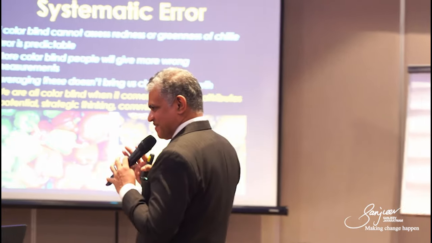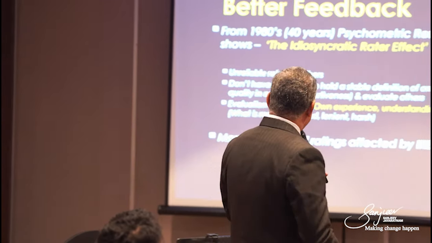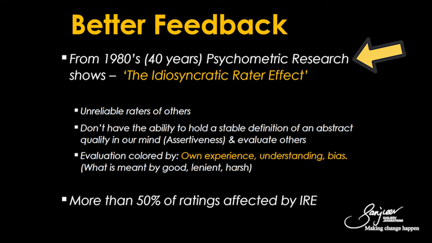Now, try to get your heads around this, right? This is really important because it actually changes a lot of the ways that we think. So, this is called the idiosyncratic rater effect. There's a name also. And apparently, this has been proven by psychometric research for the last 40 years. That is from the 80s. Although we have not really known it. Idiosyncratic rater effect, because we cannot rate people uniformly on abstract concepts.